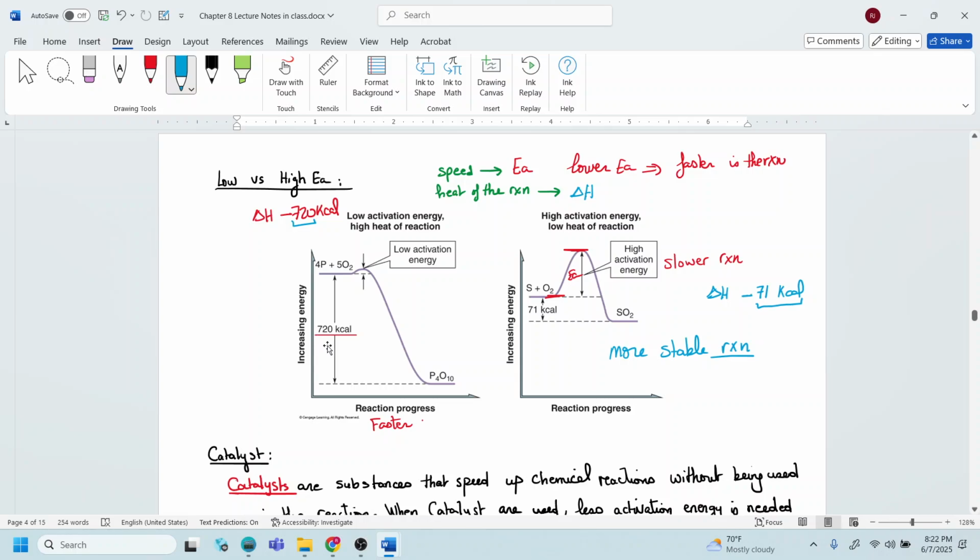It's way less than the amount of energy that is needed to make the P4O10. So I would say that this one is a more stable reaction, and this one is going to be a less stable reaction. Less stable because the amount of energy that is required to form the product is higher. So the higher the energy, the less stable is the product. The lower the energy, the more stable is the product.